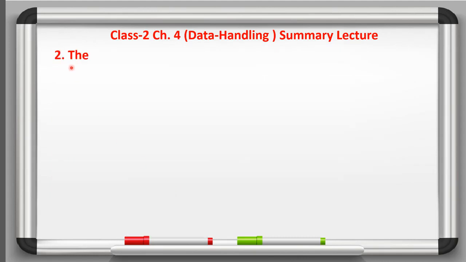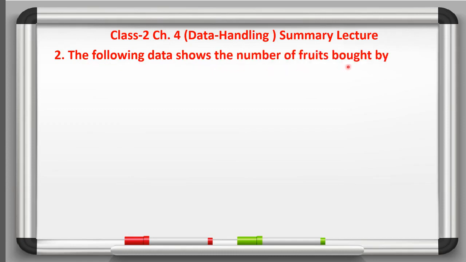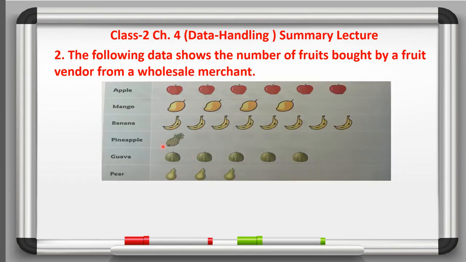Now, in question number 2, it is given the following data shows the number of fruits bought by a fruit vendor from a wholesale merchant. Okay, हमें यहाँ पर बेटा जो डाटा गिवन है, ये डाटा किसके ऊपर बेस्ड है? नंबर ऑफ फ्रूट्स के ऊपर बेस्ड है जो कि एक फ्रूट वेंडर ने खरीदा है फ्रॉम अ होलसेल मर्चेंट. होलसेल मर्चेंट कौन होता है? जो होलसेल में सामान बेचता है. ठीक है, तो इस फ्रूट वेंडर ने इससे नंबर ऑफ फ्रूट्स खरीदे.